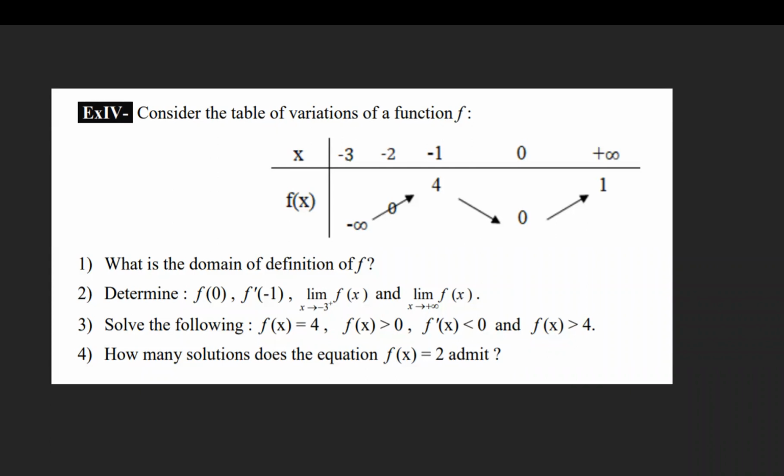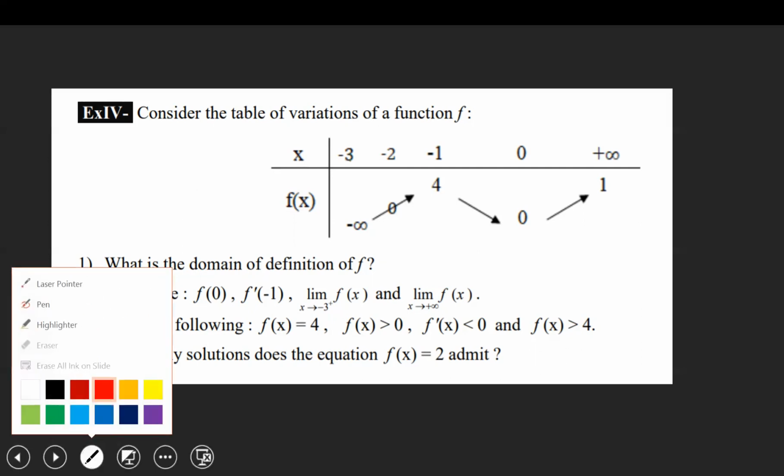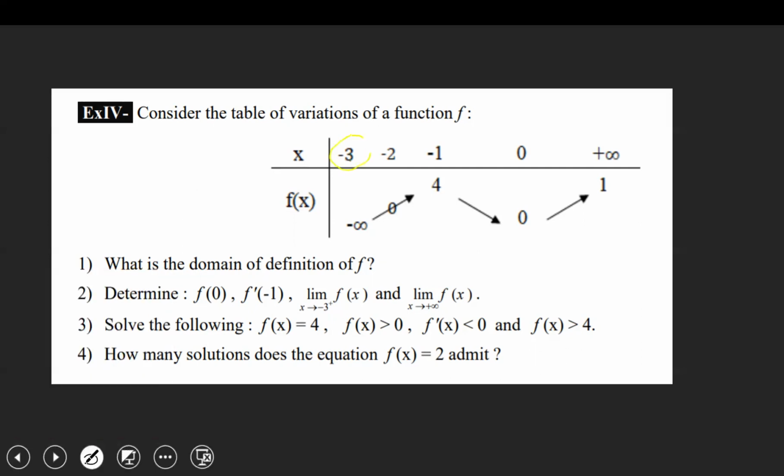In fact, we know that the domain of definition of a function is the set of the antecedents or the set of the inputs of the function, or more specifically, the allowed inputs. What inputs can we replace in this function? According to the table of variations, the inputs start from -3 to plus infinity without the existence of any restriction or any blocked or any gap or any excluded value.